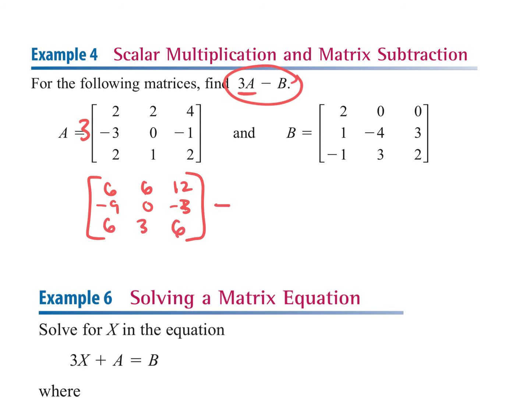And then I'm taking 3A, which is the red box here, and subtracting B from it, which I'm just going to rewrite here so I have it all together. So B is 2, 0, 0, 1, -4, 3, and -1, 3, 2.